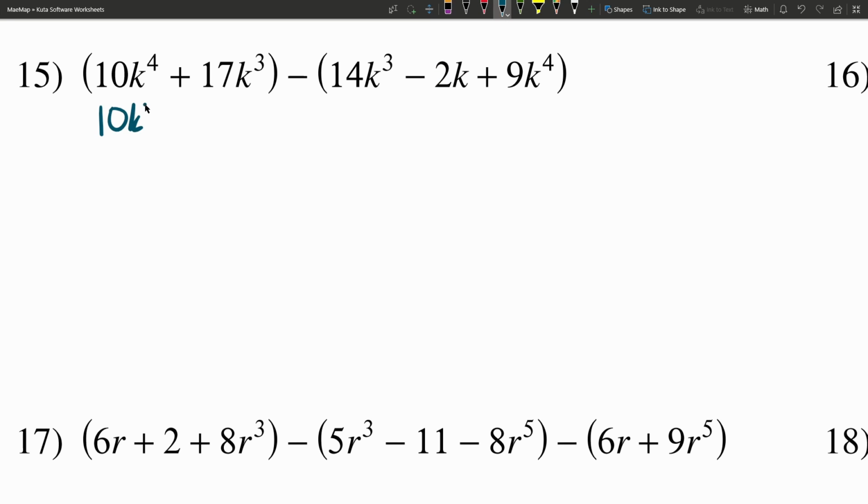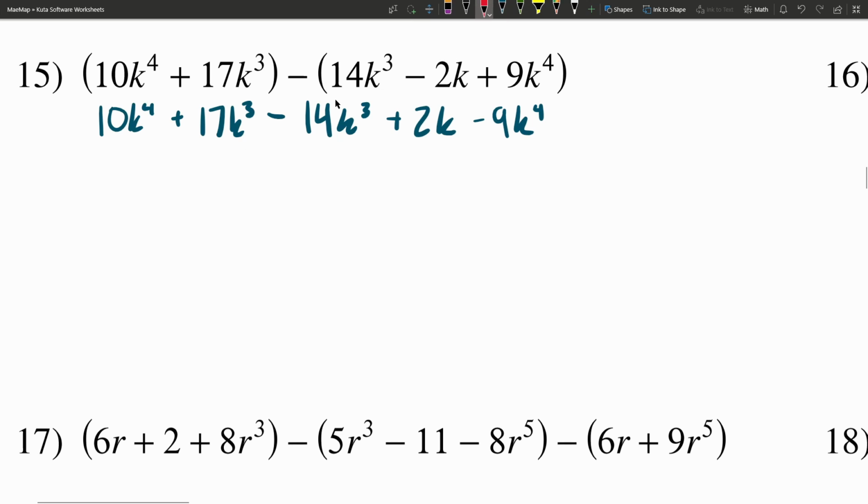We're going to have 10k to the fourth plus 17k cubed minus a 14k cubed minus something that's already subtracted, so plus a 2k, and then minus something that's added, so that's minus 9k to the fourth. Now, my highest degree, that number with k, is 4. And that occurs here as my first term and as my very last term. So taking that positive 10k to the fourth and subtracting 9k to the fourth, that results in 1k to the fourth, which is k to the fourth.